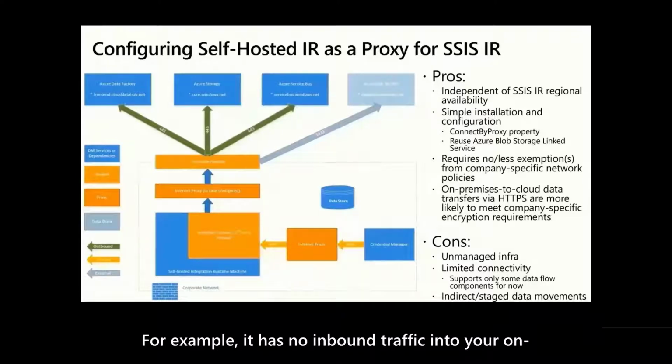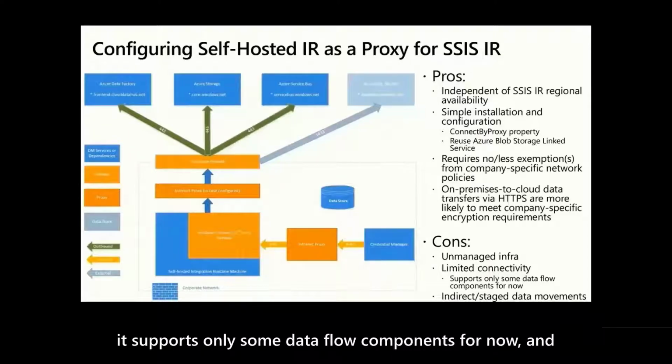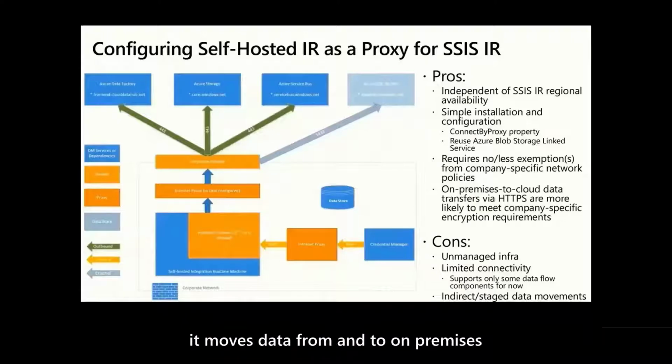For example, it has no inbound traffic into your on-premises network. The cons are, for example, it uses self-hosted IR, which is an unmanaged infrastructure. It supports only some data flow components for now, and it moves data from and to on-premises data stores indirectly with staging.